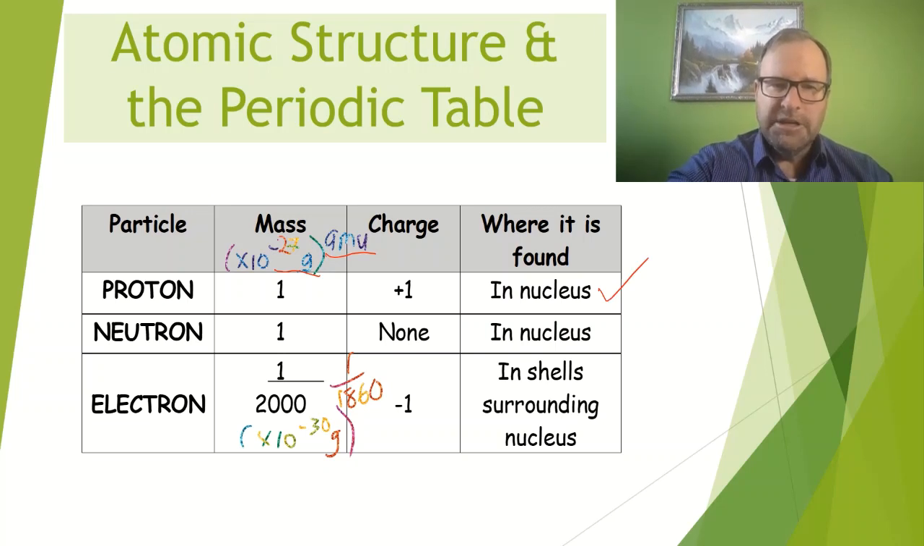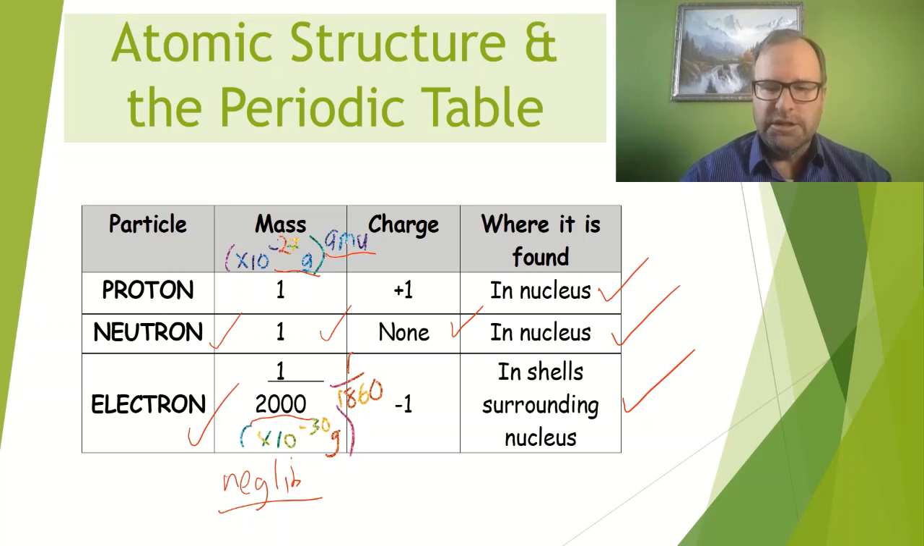Another particle we need to know is called the neutron. Its mass is 1, according to AMU. It has no charge, so it's neutral, and it's also found in the nucleus. The third subatomic particle here is the electron, and its approximate mass, depending which textbook you look at, is 1/2000th of the neutron or proton, or 1/1860th. And most people in textbooks like to say it's negligible. Okay, negligible means it's got no mass. It's in the shells here surrounding the nucleus.